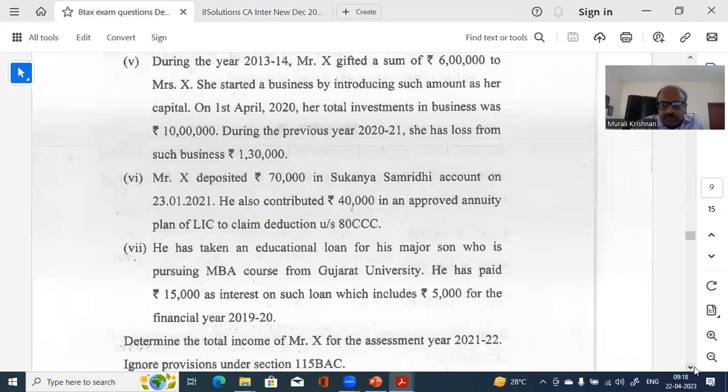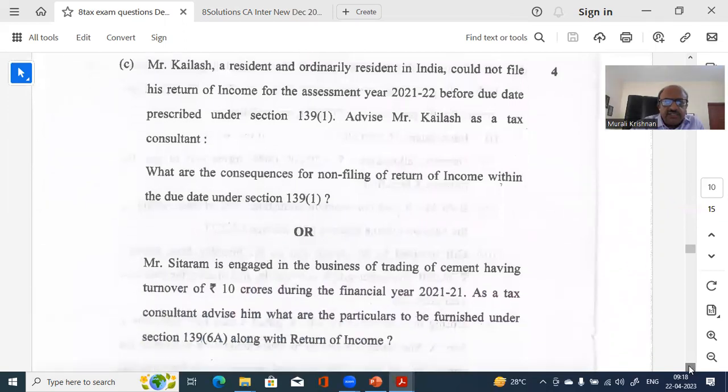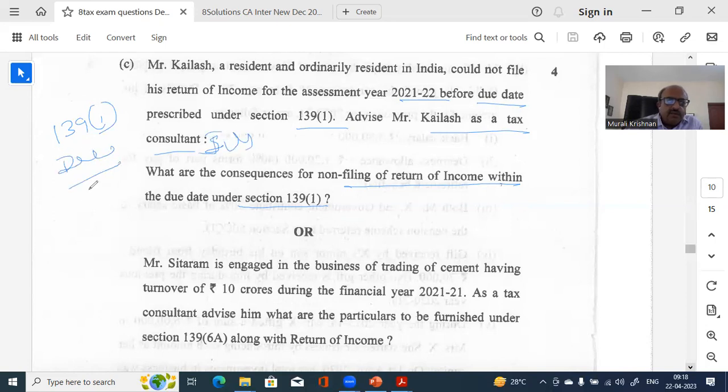Just the last part of the question, there's more theory. Kailash is an ordinary citizen, could not file the return for 2021 before the due date under 139(1). Advise Kailash as a tax consultant. What are the consequences of non-filing of return within the due date? If you don't file, you've got time till December. Due date is normally July, but you've got time till December. But you have to pay 1,000 rupees if the income is below 5 lakhs. If it is more than 5 lakhs, you have to pay a late fee under 234F. So you can still file, but after December, you cannot file.